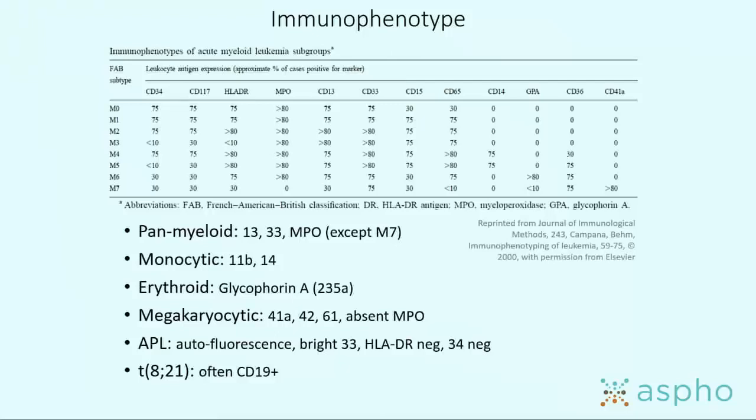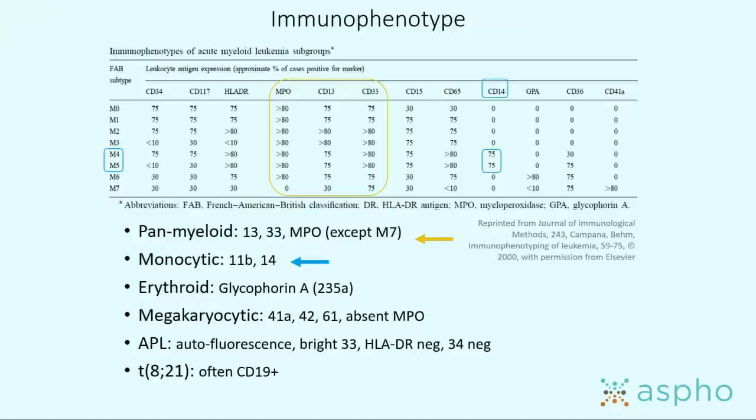First thing, there are pan-myeloid markers. The most important of those are CD13, CD33, and myeloperoxidase. Note that M7 is the one subset of AML that typically does not express myeloperoxidase, but expresses other things which we'll talk about. All right, so those are highlighted in yellow. Okay, the next arrow that comes up is monocytic. So these are the M4 and M5 markers, and the major ones to know are CD11b and CD14, and those are highlighted in blue in the table.